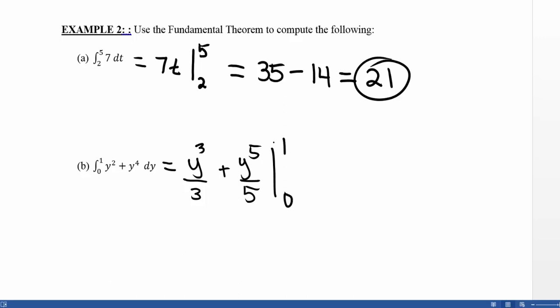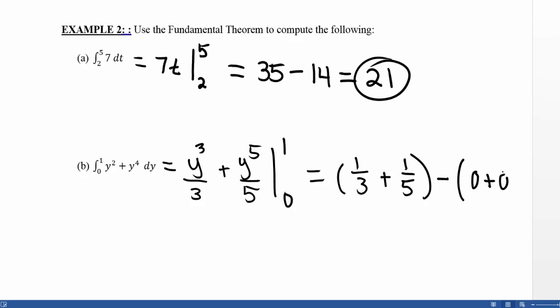Now, I see from the beginning that I'm going to be evaluating this from 0 to 1. So because there's more than one term, I'm going to use parentheses when I plug things in. So remember, I'm going to plug in the top value first. So if I plug in a 1, 1 cubed is 1. So I get 1/3 plus 1/5. I plug it in everywhere I see a y. Minus, now I'm going to plug in my lower bound. 0 divided by a constant is 0. And so I end up with 0 plus 0 in my second parenthesis. So I can see that the whole second parenthesis term is going to be 0.